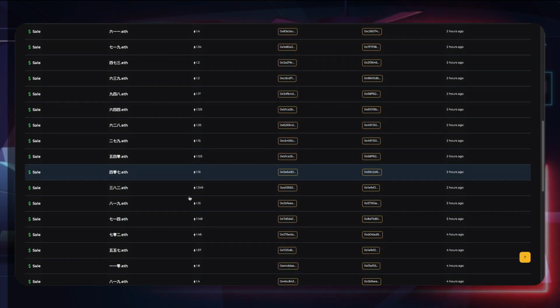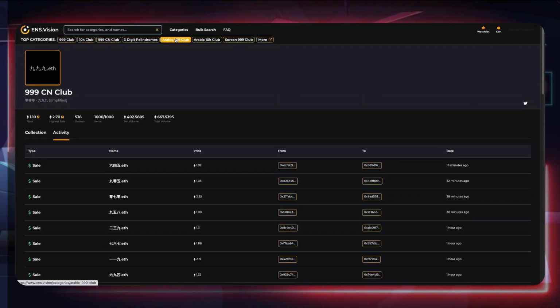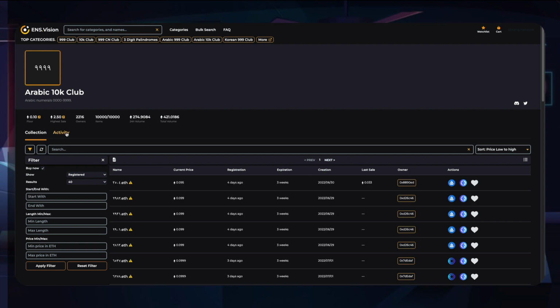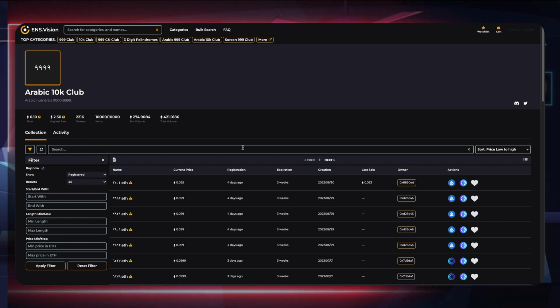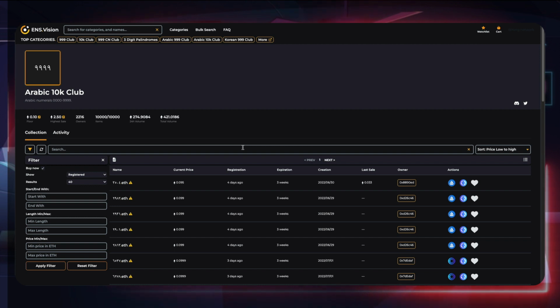So it could be worth a little bit more. And even the 4-digit Arabic. So maybe I've just chosen one Arabic 10K club. The floor is 0.1 and that's gone up from 0.03. So that's also 3x, which is crazy to think in this market that is possible, but it is.